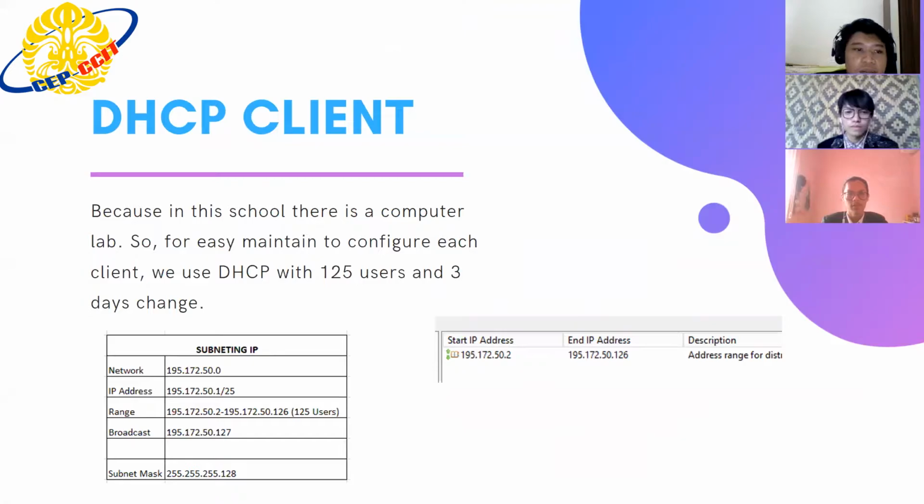Because in school there is a computer lab, for instance, to configure each client, we use DHCP with 125 users and 3 exchanges. There is a table of subnetting IP for the DHCP server. You can see it below. Next.